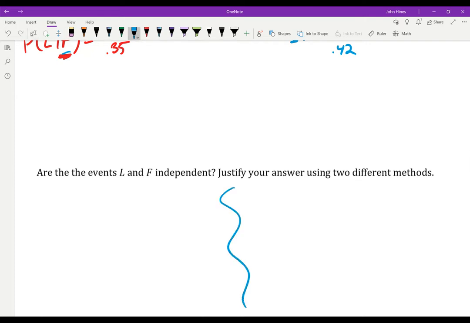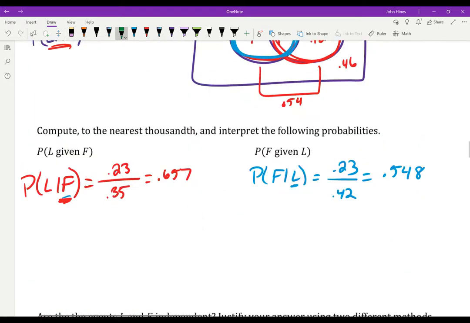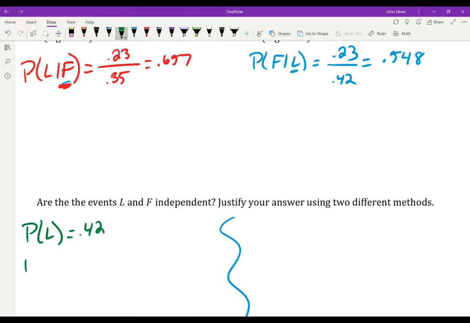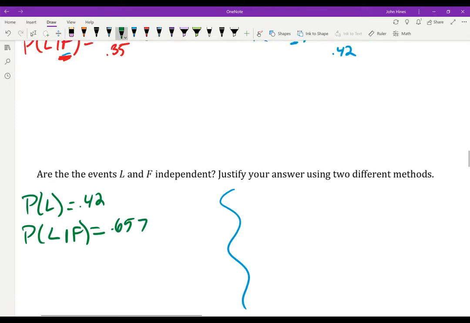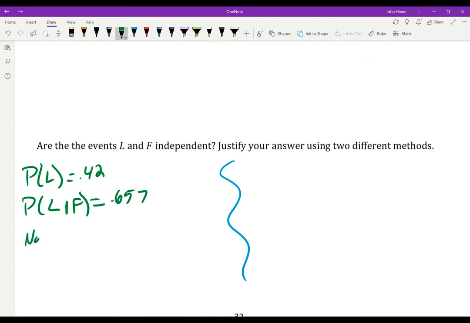Are they independent? We have two tests for this. I can do the probability of L. What's the probability of L? 42%. What's the probability of L given F occurred? I'm comparing this condition now. That condition increased the probability. It made it more likely. So they are not independent, because knowing they pay their bill in full means it's more likely that I'm picking a long-term cardholder. That condition affected the probability. They are not independent because P of L does not equal P of L given F.